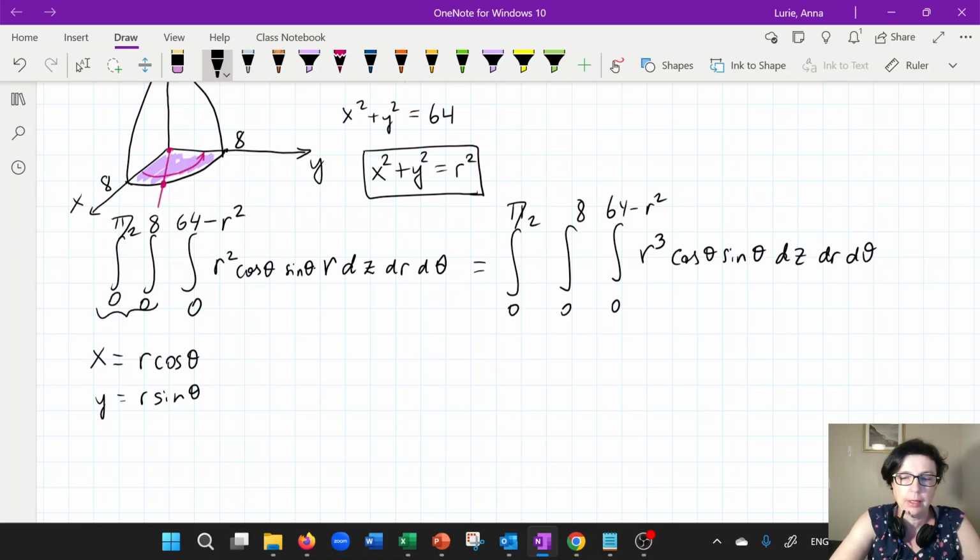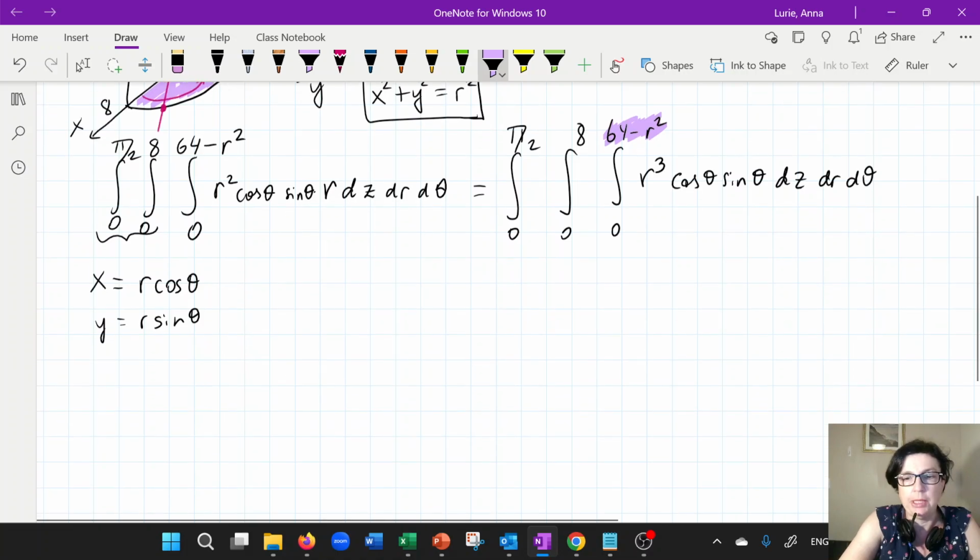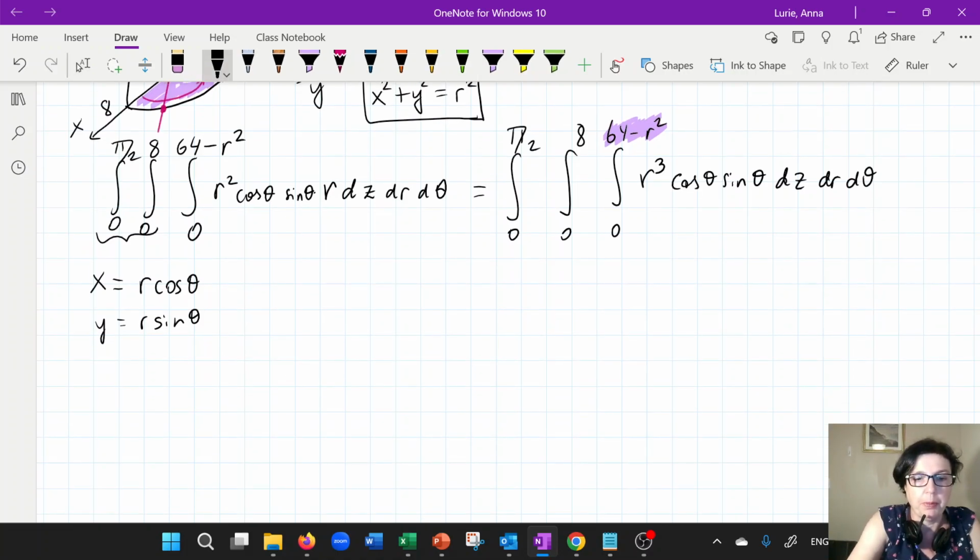Now, this integral by itself right now is not splittable, because remember that we can split integrals only when the limits are all constants, and the integrand is a product of something that has z, something that has r, and something that has theta. It is a product, but I highlighted one of the limits, and it does have a variable in it, so we can't split it yet, but we will be able to split it the moment we integrate.